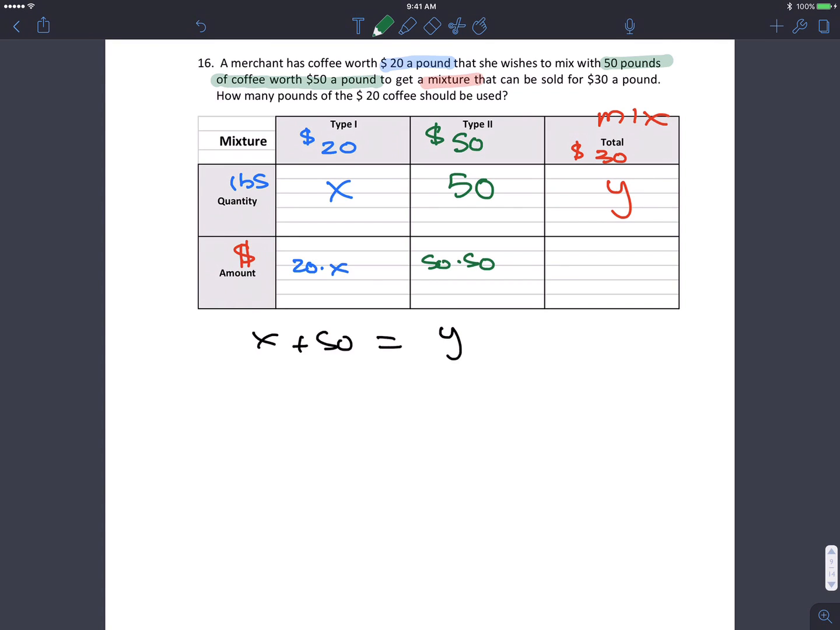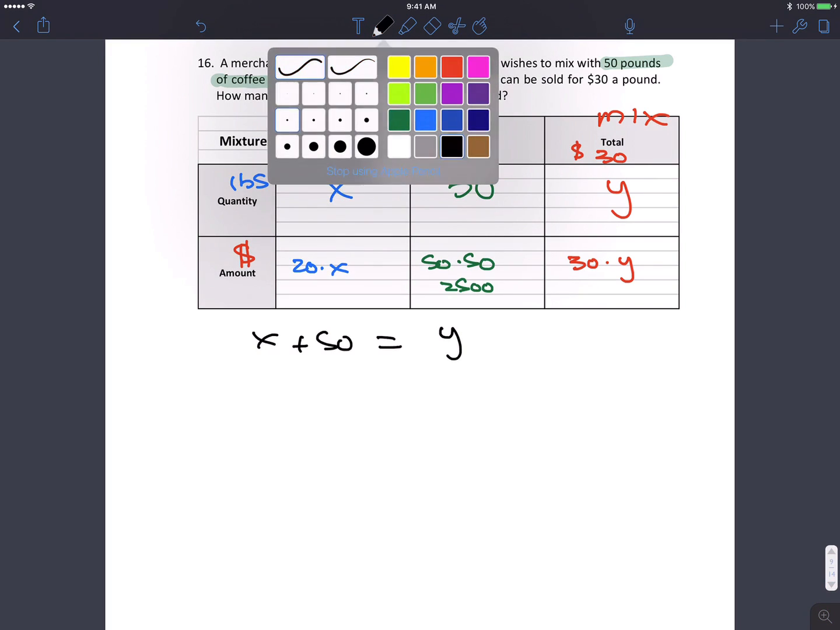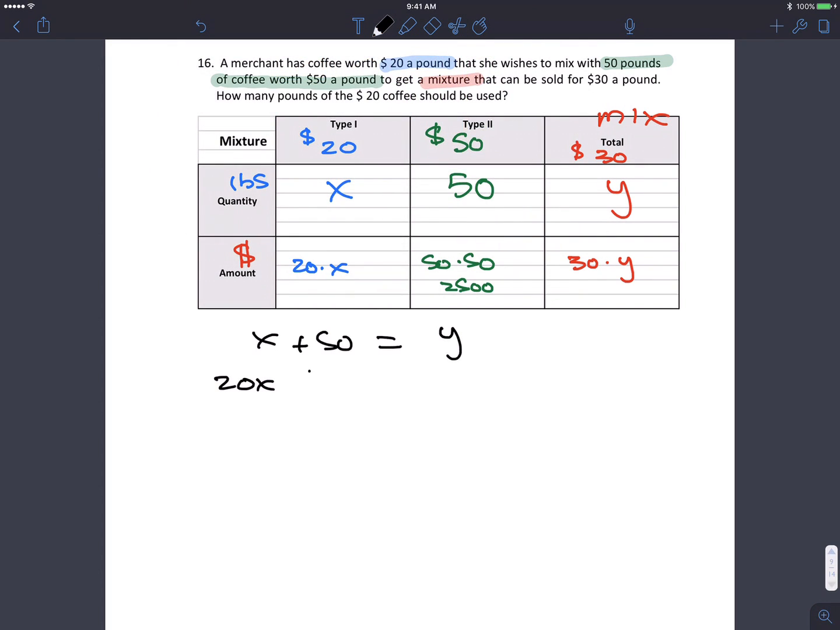By the way, that number is 2,500, what we have for type 2. And we want to end up with, again here, $30 a pound times Y. So the second equation is going to be 20X plus that 2,500, and that's going to be 30Y. Okay? So the second equation is an amount equation in dollars. The first is a quantity equation in pounds. We have two equations and two unknowns we can solve for by substitution.